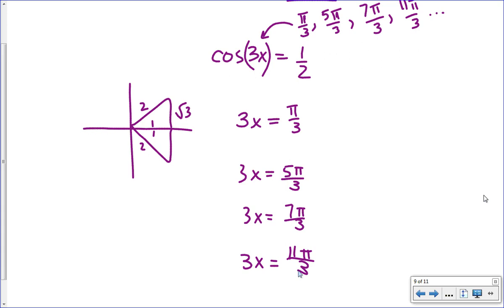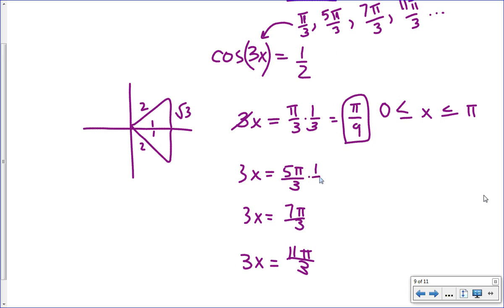Now I need to consider the interval that's given, which is between 0 and pi. This is what it told me for x, that I should give all answers for x between 0 and pi. So I'm going to solve for x. I can get rid of the 3 by multiplication by a third. So x is going to equal pi over 9. That is between 0 and pi, so that's one of the solutions. This one, when I multiply it by a third, will equal 5 pi over 9. That's within the interval, so I put a box around that.